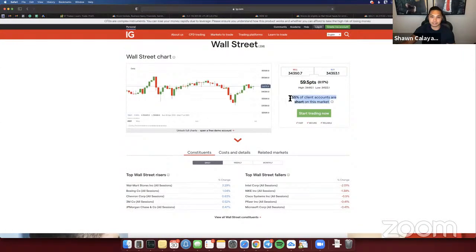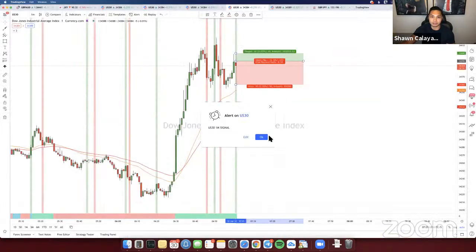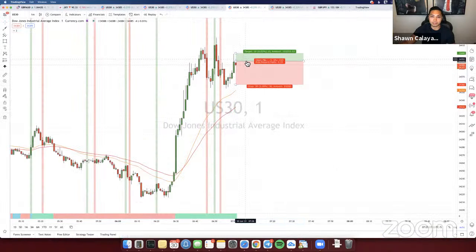Dang, they're still entering sells right now. A lot of retail traders right now are anticipating a drop. But my guess is that it's not going to drop. My guess is that it's going to go opposite. It's going to keep pushing up.